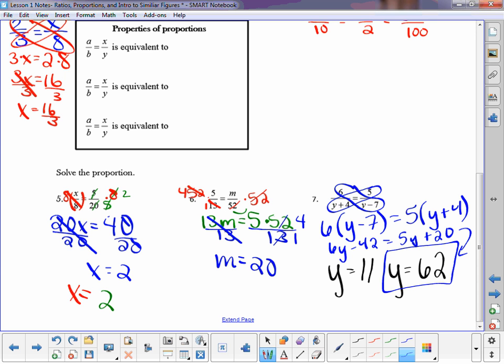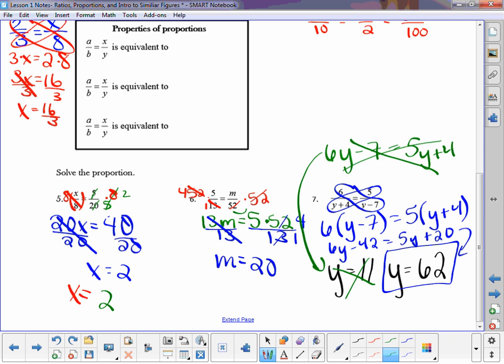A common mistake that I see is that students will multiply just the 6 times the y, and they'll say 6y minus 7, and then multiply just the 5 times the y, 5y plus 4, and that is what yielded this answer. That is wrong. You must seal that in parentheses and distribute this through.